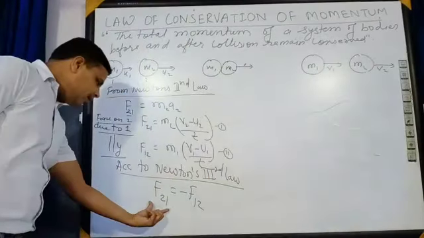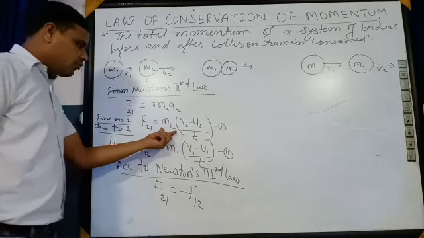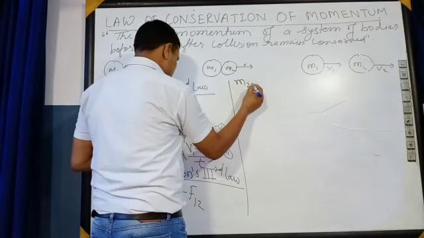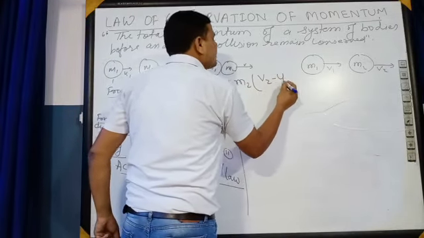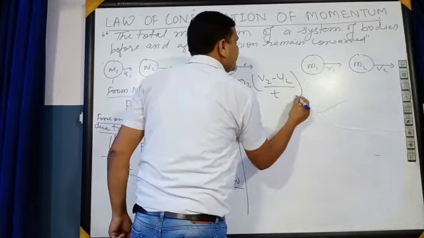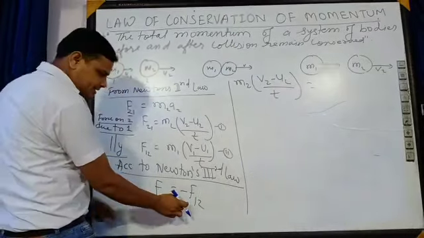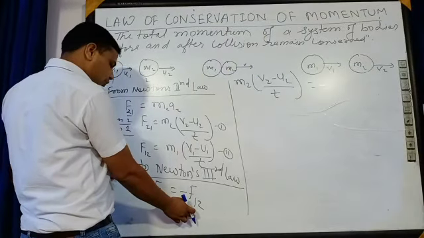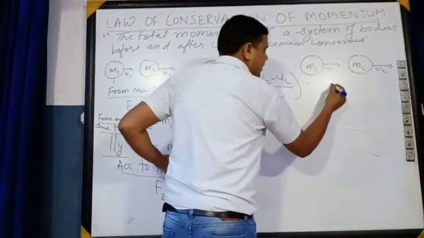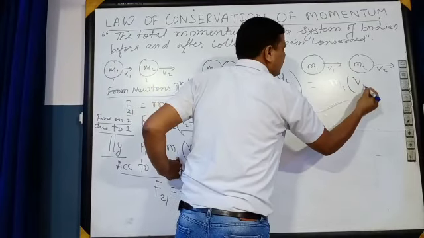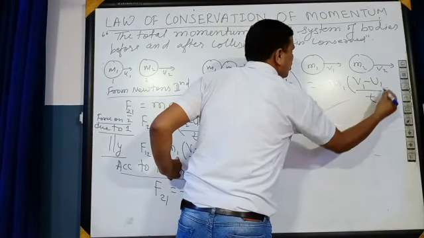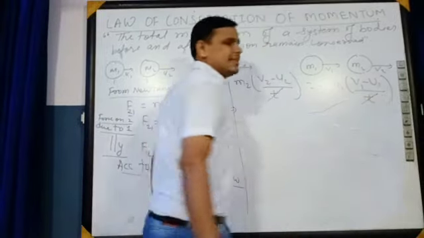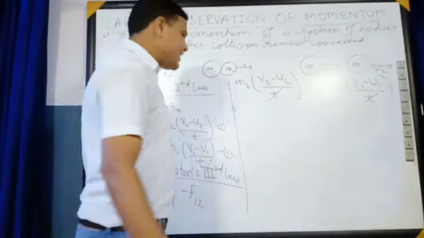So what is the value of F21? We will write here m2 (v2 minus u2) upon t is equal to minus F12. What is F12 here? This one, m1 (v1 minus u1) upon t. Since t is the same, we can cancel it.